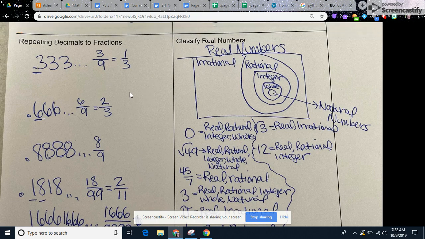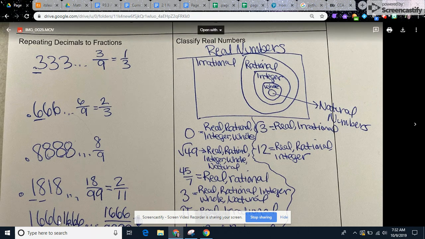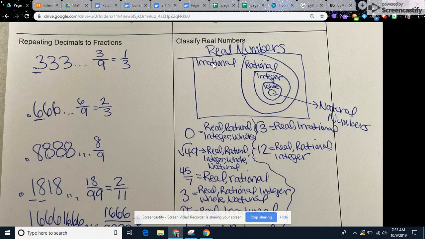Again, like I said, you can watch the video on my content page to hear someone else explain how to do those. Classifying real numbers. Real numbers are all the numbers that you're going to deal with until you get to Algebra 2. And then there are some imaginary numbers, but we won't talk about those right now. You have irrational and rational numbers.